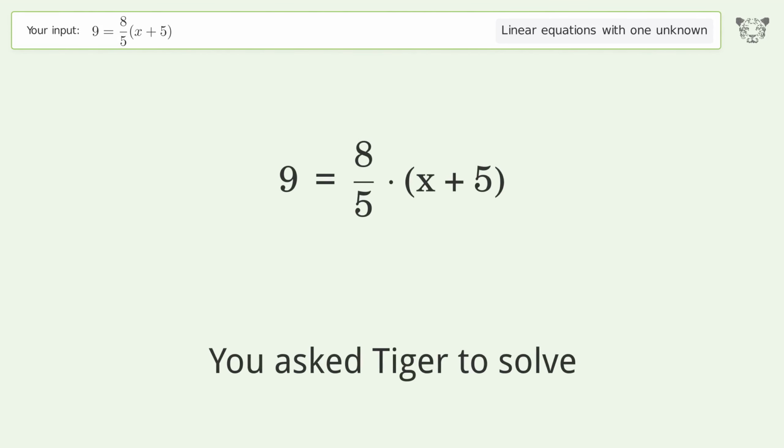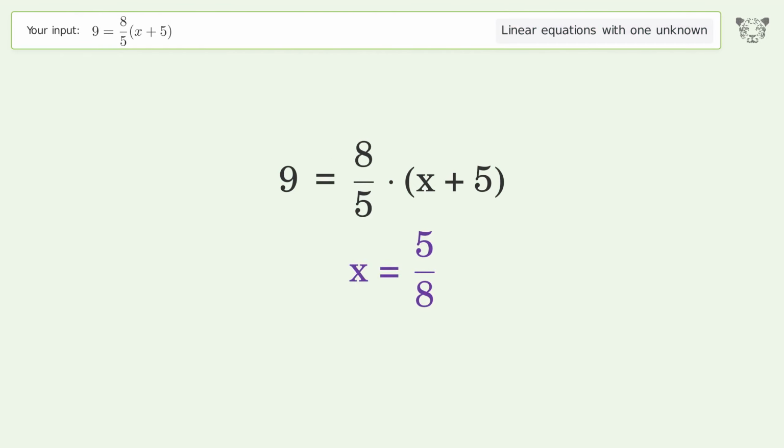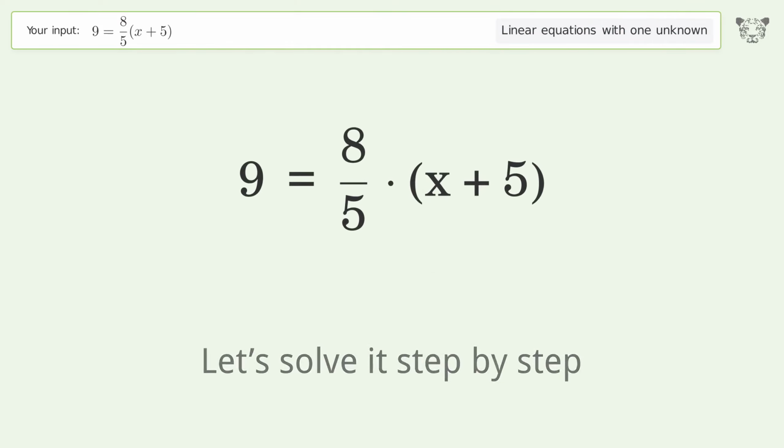You ask Tiger to solve. This deals with linear equations with one unknown. The final result is x equals 5 over 8. Let's solve it step by step.